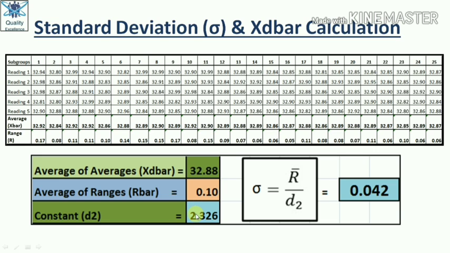So you can see here, if you want to calculate standard deviation, the definition of standard deviation is R bar, which is nothing but average of ranges, divided by constant D2. So R bar is 0.1 upon D2, which is 2.326. So our standard deviation or sigma is 0.042. This is our standard deviation, and this is our X double bar, which we will further need for calculating process capability.